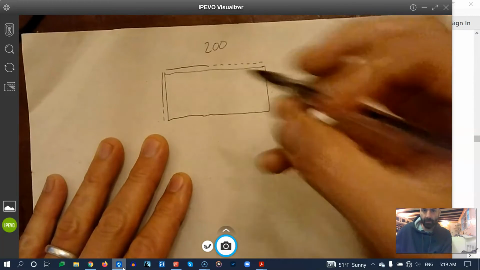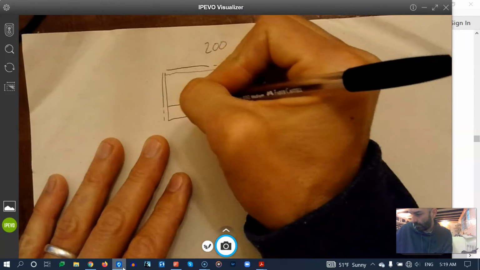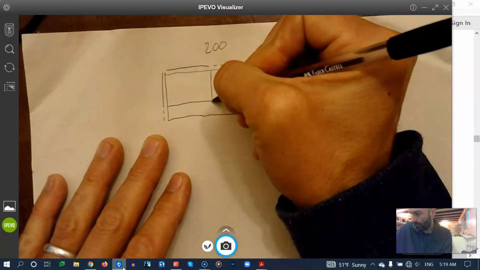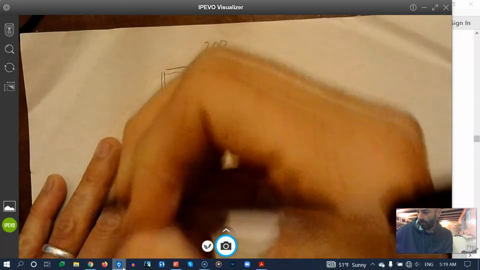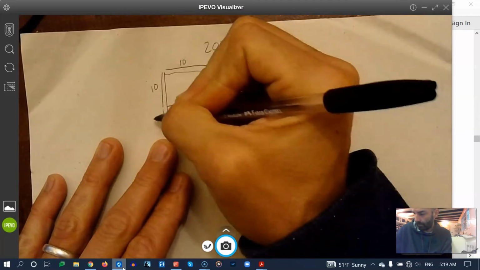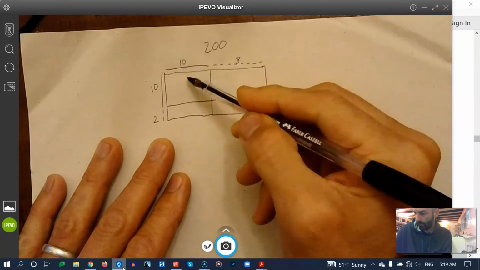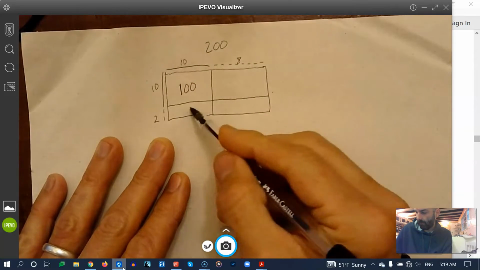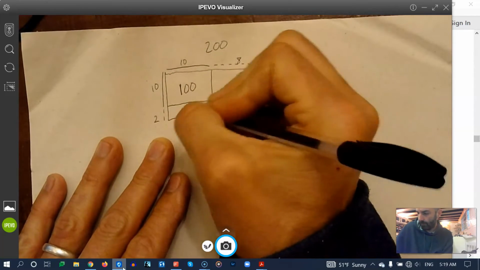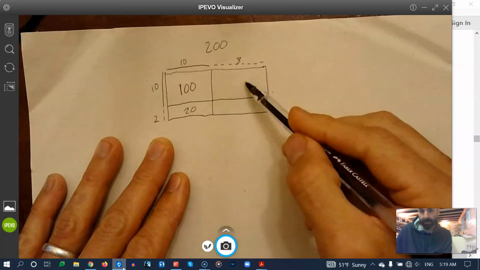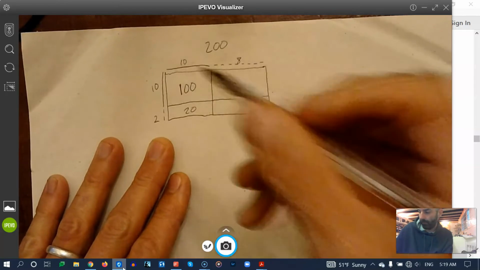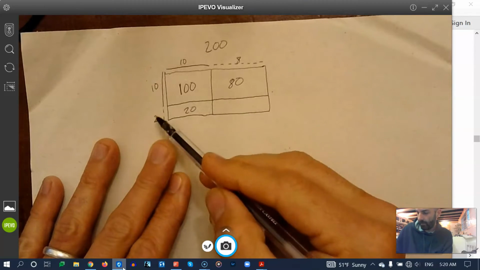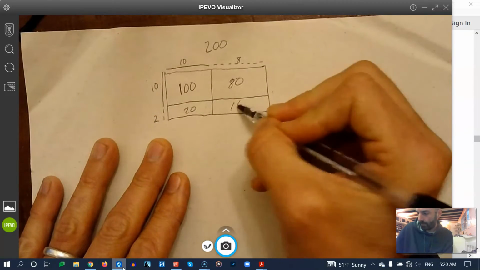And now I have sections, right? I didn't draw that great, did I? So now I have this area that's 10 by 10, which is 100. I have this area, which is 2 by 10, which is 20. I have this area, which again, I didn't draw this right because this is bigger than that, so I apologize. 10 by 8, which is 80. And then this smallest area, which is 2 by 8, which is 16.